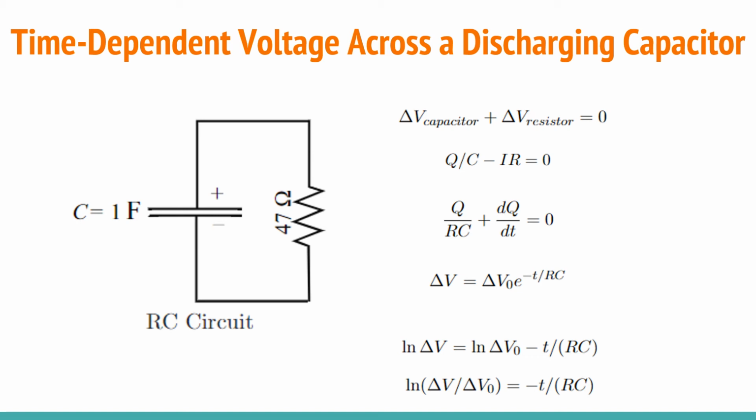By solving the differential equation, we get that the change in V is equal to the change in V naught times e to the negative t over RC. Taking the natural log of both sides, we get the equation shown above. A plot of the natural log of the change in V over V naught versus t should yield a straight line with a slope of negative 1 over RC. RC is called the time constant of the circuit.